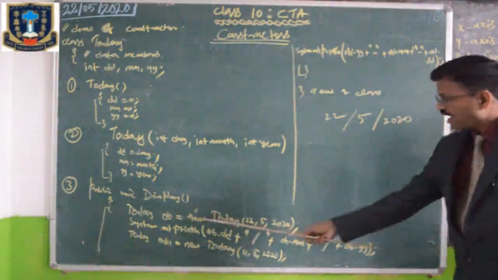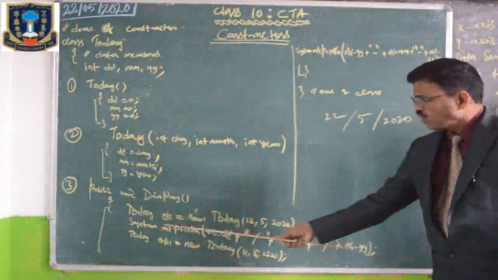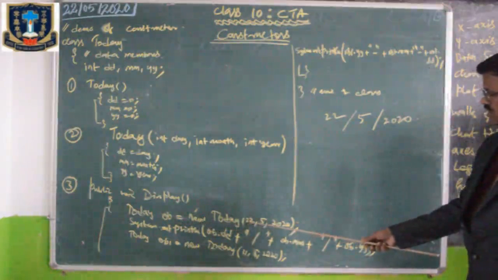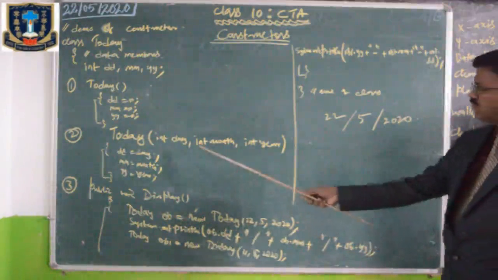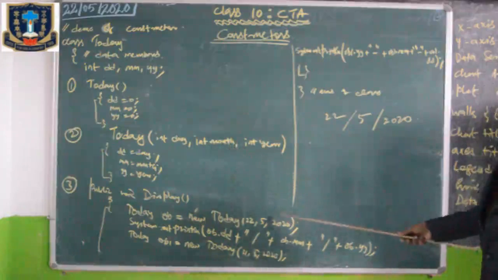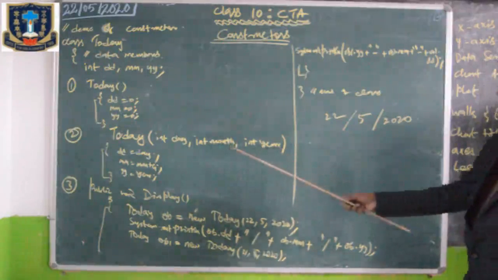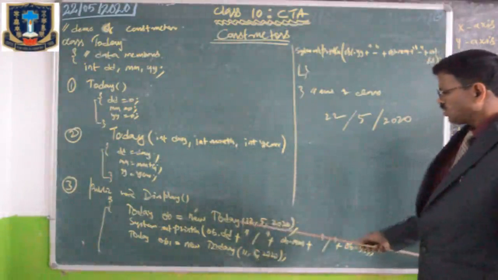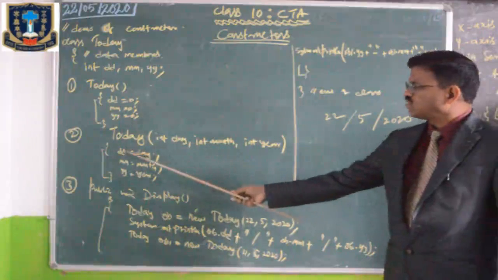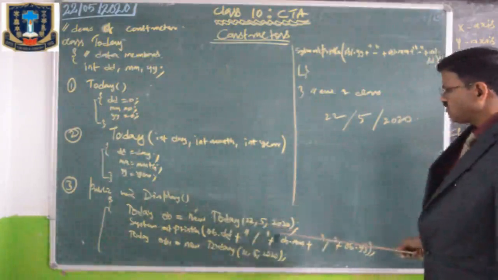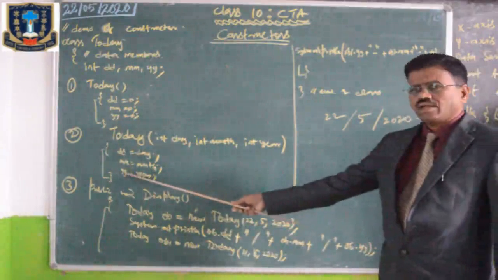Please note, boys and girls, I am creating an object called ob, which will have three pieces of information. The first piece, 22, will be stored here, 5 will be stored here, and 2020 will be stored here. So what will the day value be? 22. 22 will be stored in dd. Then 5 will be stored in mm. 2020 will be stored in yy. I displayed it.